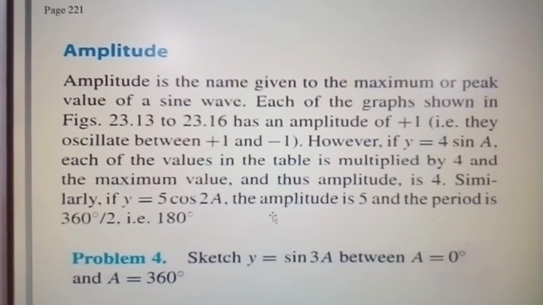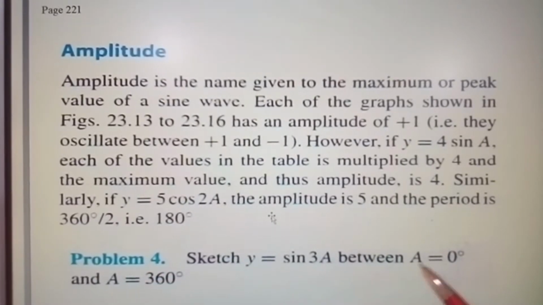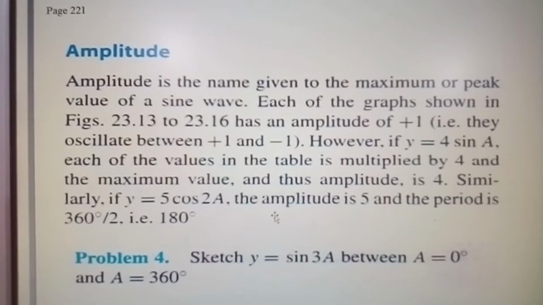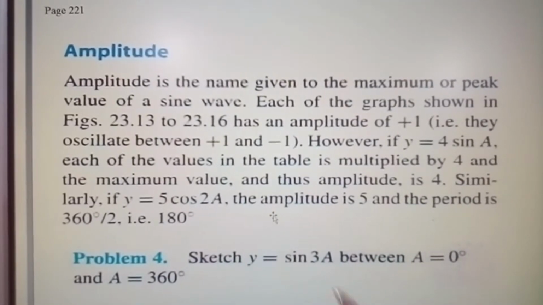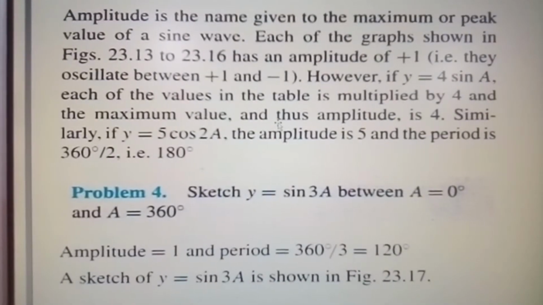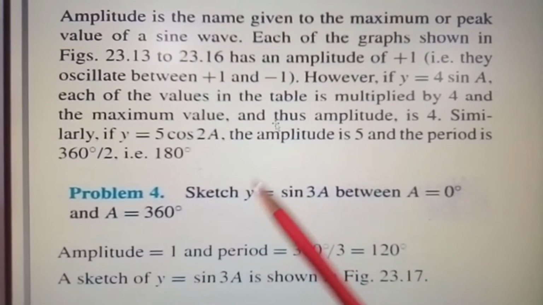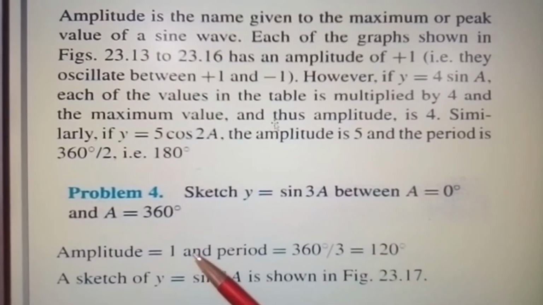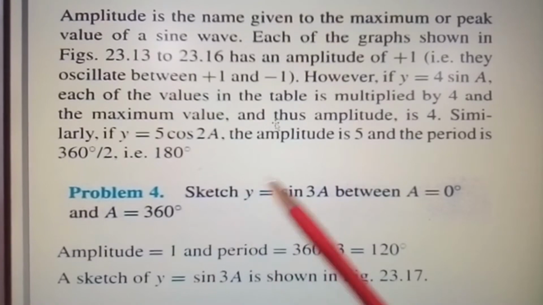Now, all this I've said here is problem 4. Sketch y equals sine 3a between a equals 0 and a equals 360 degrees. Now here, because it simply says y, sketch y equals, the value will be 1. So your amplitude is going to be 1. So here your amplitude will simply be 1, but it has not given you that y equals 7 or 3 or 4 or anything of the sort. Okay, so here y equals sine, but you don't need to put 1 here.